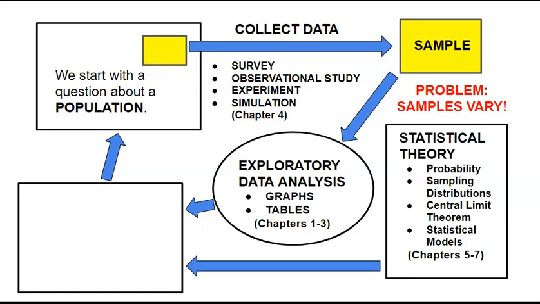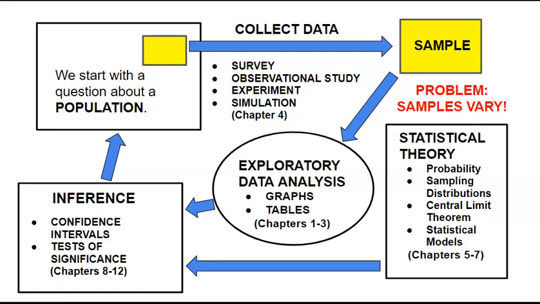Chapters 1 through 7, hopefully we will get all the way through in the first semester. And then our second semester we'll spend talking about inference. Inference is how we can use our sample data to make reasonable conclusions about our population. There are two types of inference that we're going to look at, confidence intervals and tests of significance. They all have the same underlying structure, but they vary in their details depending on the types of data, and that's chapters 8 through 12.